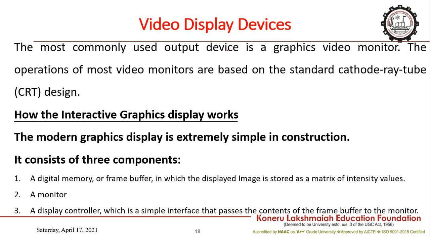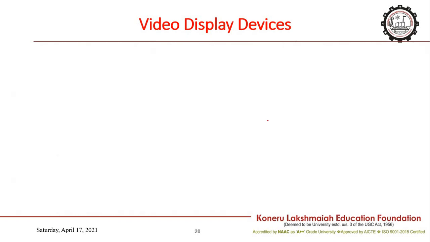And then video display devices. The most common output devices which we use are our laptop monitor, or if we consider our desktop monitor, that is a very good example of video display devices. Before, the video monitor was made up of a cathode ray tube design, so CRT design. A digital memory, a frame buffer, which displays the image, is stored as a matrix of intensity values. We will discuss this in the upcoming slides.